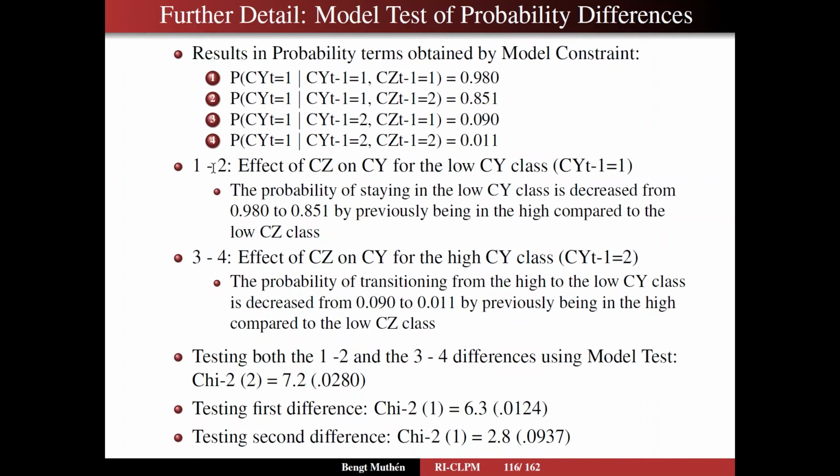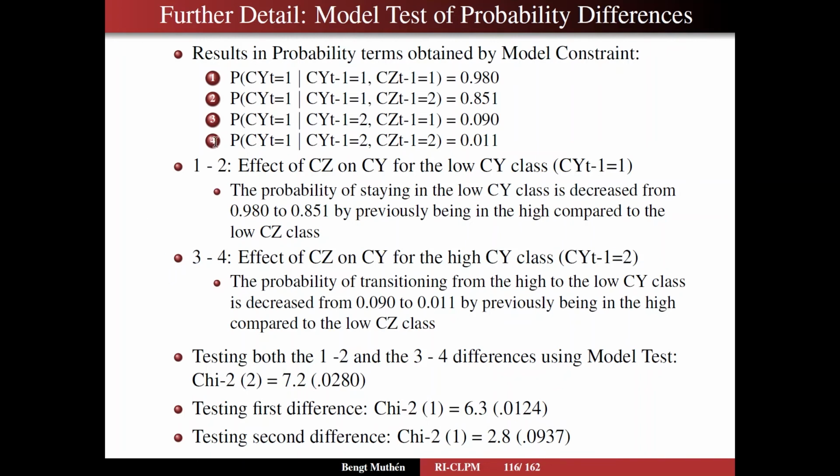I'm writing this out in words here so it's easier to comprehend. Comparing 1 and 2, the effect of CZ on CY for the low CY class, by which I mean the class at t minus 1, that is 1 here: the probability of staying in this low CY class is decreased from 0.980 to 0.851 by previously being in the high compared to the low CZ class. So if you're in the high class for Z, you have a lower probability of staying in the low class for Y. So in that sense, Z has an effect on Y. You may want to think about that at your own pace. I find it a complex statement, but an interesting statement.